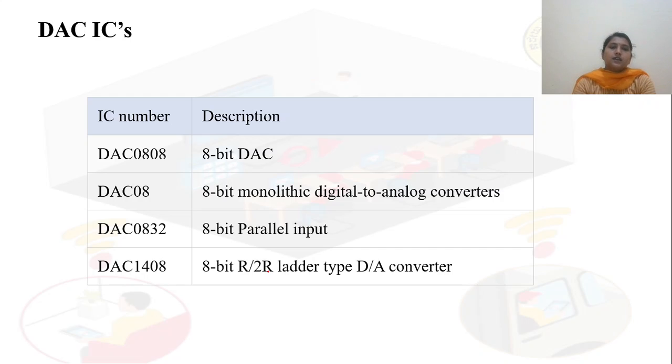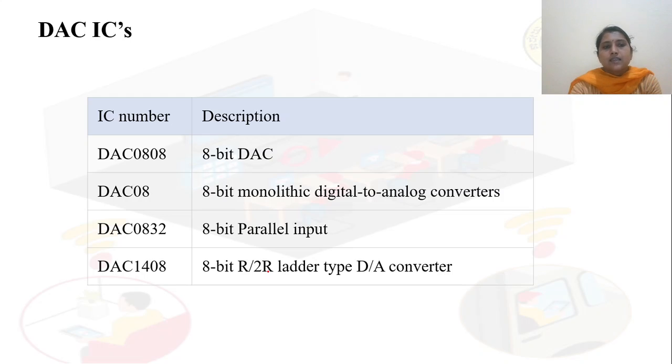So let's observe the pinout diagram of each DAC IC and understand its features. Let's understand the pinout diagram and features of DAC ICs one by one.